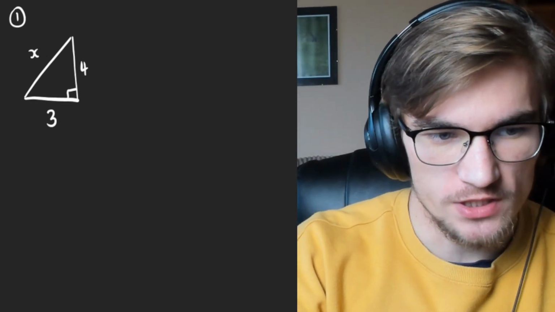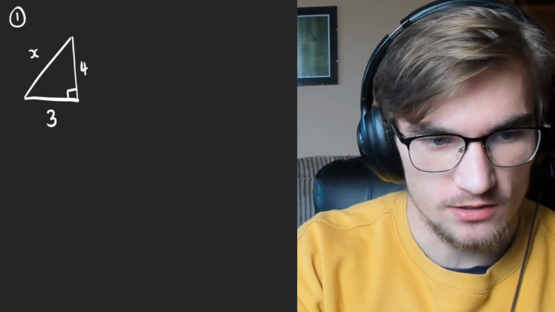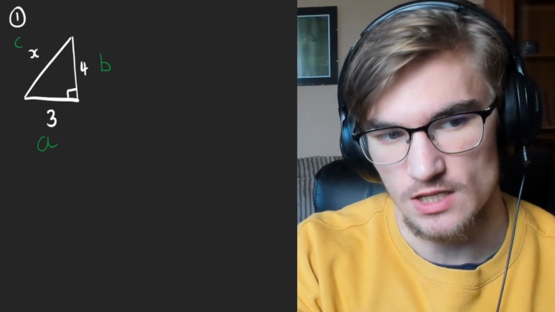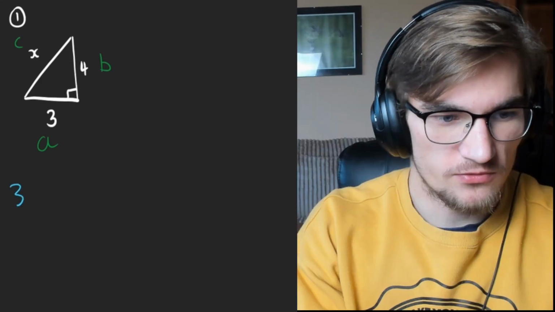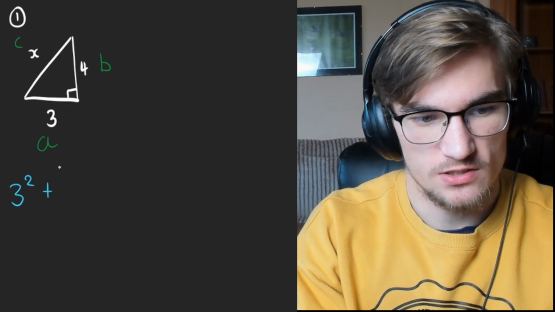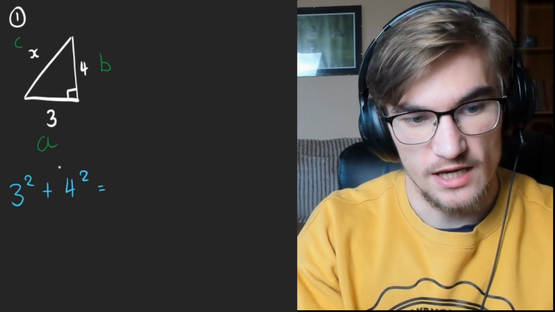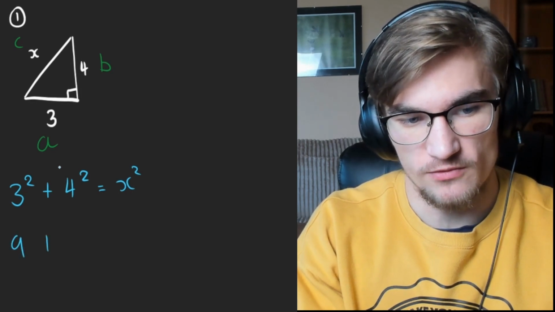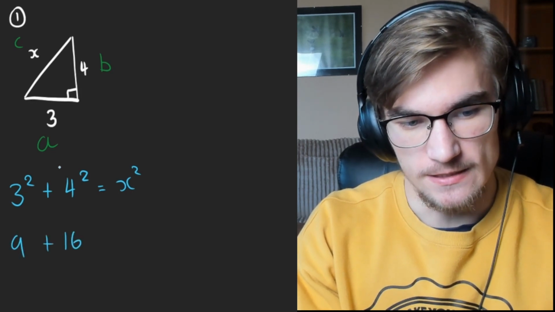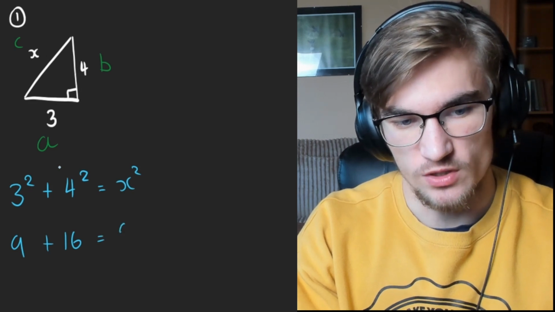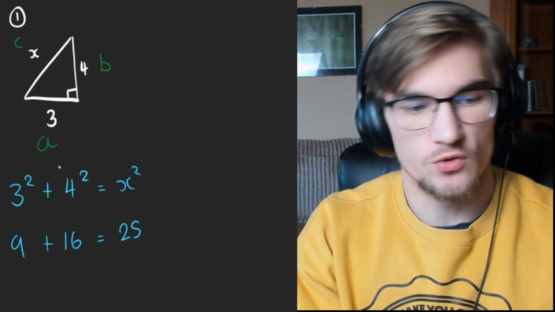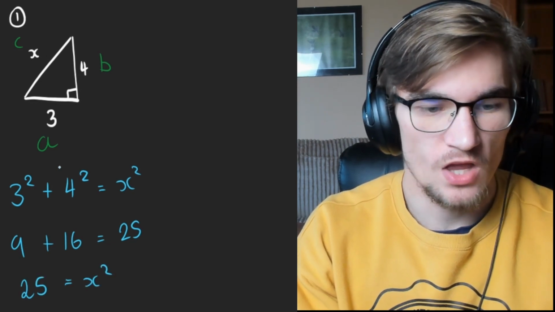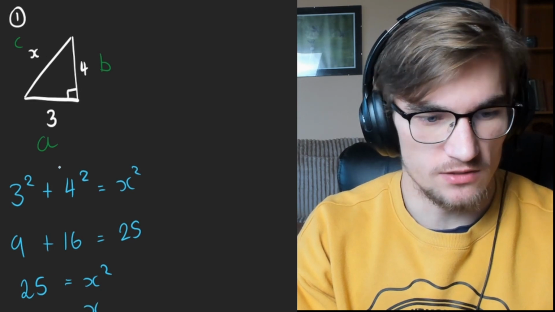So obviously the formula is a squared plus b squared equals c squared. So this will be my a, this will be my b, and this is obviously my c because it's the longest side. So that means that 3 squared plus 4 squared will give me x squared, whatever that is. So I know 3 times 3 is 9. I know that 4 times 4 is 16. So that means that this will give me 25. So you see 25 must equal x squared. So 25 equals x squared. Therefore x must be 5.